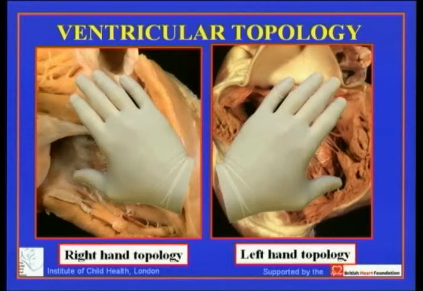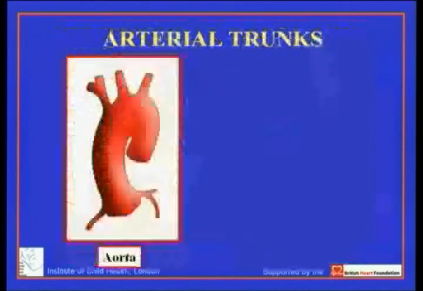There are certain circumstances when you can't work out topology, when there is double inlet ventricle, and that is because in the setting of double inlet ventricle you cannot anchor your hand in the incomplete right ventricle. But apart from that, all hearts can be described when they have two ventricles in terms of right hand and left hand ventricular topology, and that is the convention we'll use through the rest of the course.